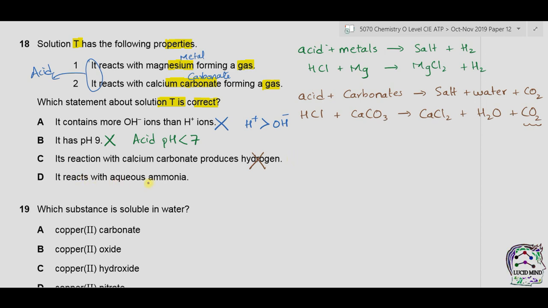D. It reacts with aqueous ammonia. This is true because aqueous ammonia is basic in nature. As ammonia is dissolved in water, it forms ammonium hydroxide, and acids can react with ammonium hydroxide to form salt and water in a neutralization reaction. So it will form ammonium chloride salt along with H2O. So D is correct. The answer is therefore D.